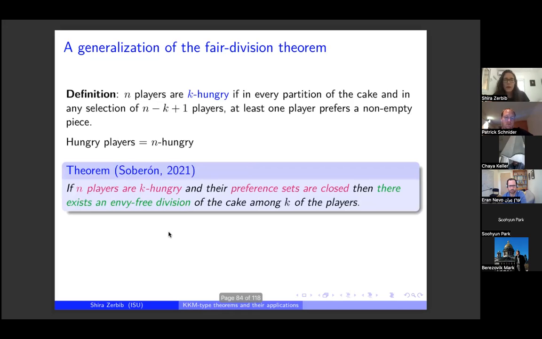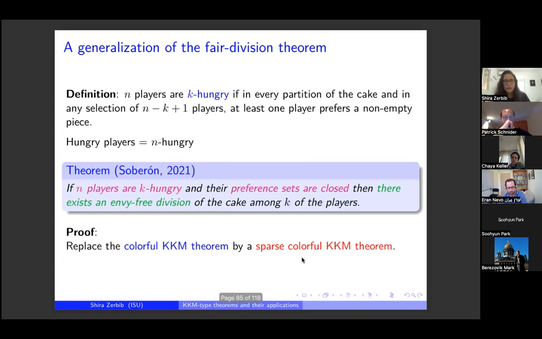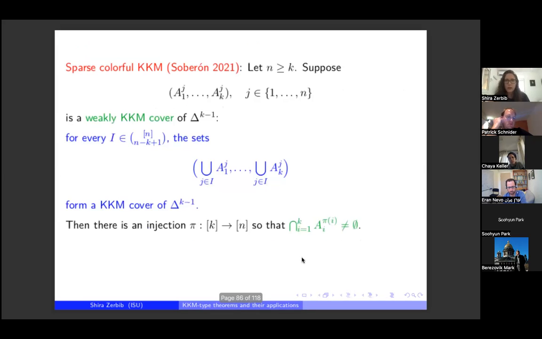And what Soberon proved is that if we have n players that are k-hungry and their preference sets are closed, then there exists an envy-free division of the cake among k of the players. So at least k players can be satisfied. And this is, of course, a generalization of the previous theorem by taking k to be n. And how do we prove this? By replacing the colorful KKM theorem by a sparse colorful KKM theorem that Soberon proved.